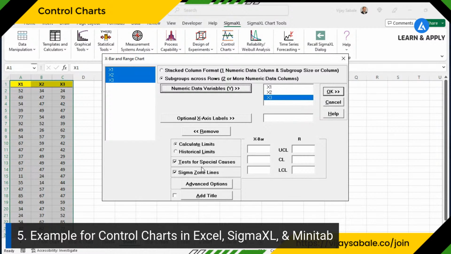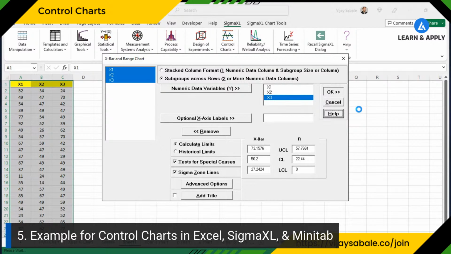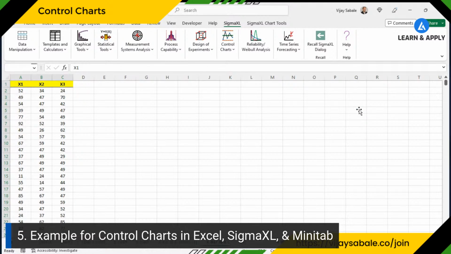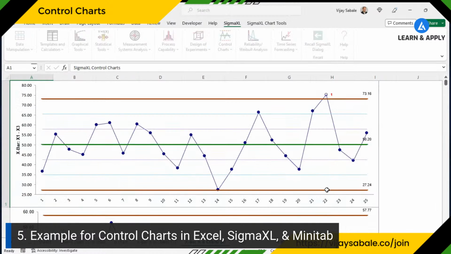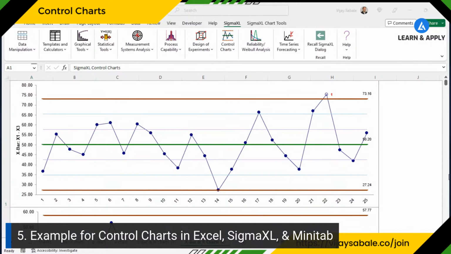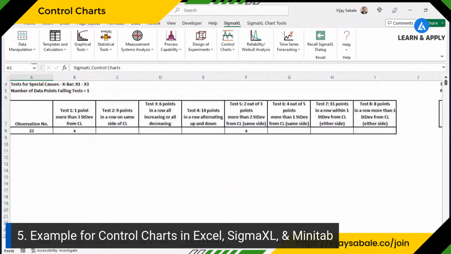We can click on test for special causes and sigma zone lines, so we can also see 1 sigma, 2 sigma, 3 sigma in our control chart. We can also add the title and then click OK. Once we click on OK, it gives an output for the X bar R chart, very beautiful results with the violation of the test. Yes, here it is. So we can see here, let's look at the range chart first.